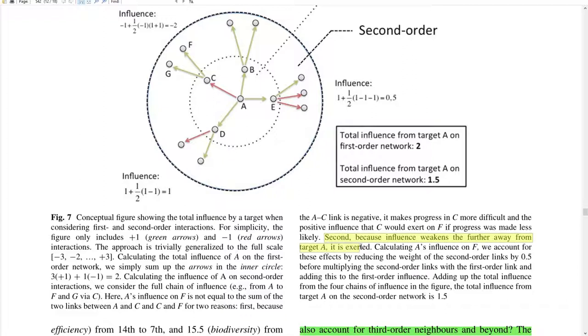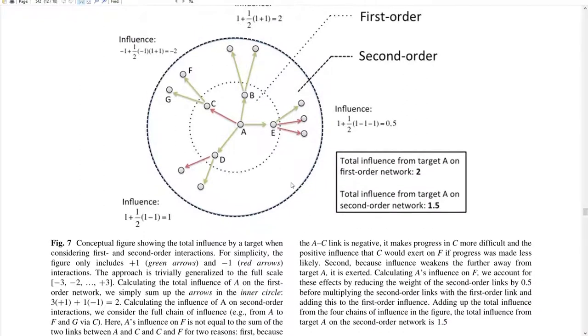Second, because influence weakens the further away from target A it is exerted. The farther away we move from A, the weaker the influence. Calculating A's influence on F, we account for those effects by reducing the weight of the second order links by 1/2, before multiplying the second order links with the first order link and adding this to the first order influence. So this is why they're using 1/2. They're diluting these targets that are on the second order. Doesn't matter if it's negative or positive, everything is multiplied by 1/2.